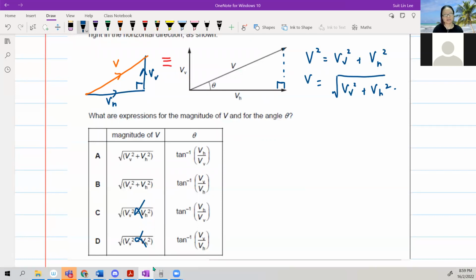All right, what about the angle theta? Obviously here we can use tangent. Tangent is opposite over side, not opposite over hypotenuse. So the opposite is VV, because my angle is here, so the opposite of the angle will be this one, and this is VV. Okay? VV divided by side, and the side is VH. So we are looking for VV over VH. So the answer is B.